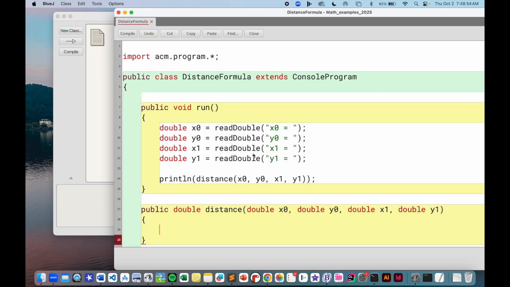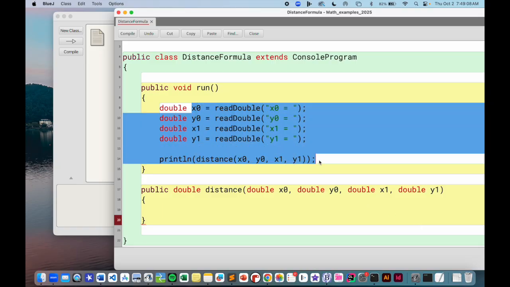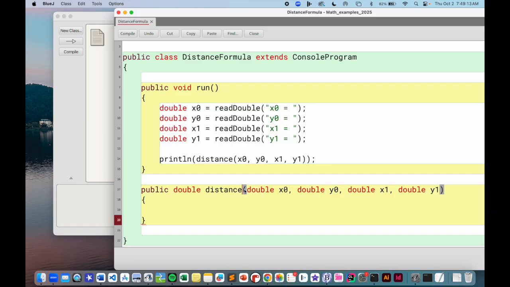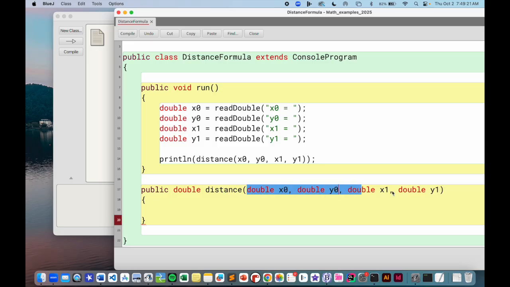Now, you might be wondering, how can you have the same names for variables up here and for these parameters? But I'll have you remember that variables exist within the curly braces where they're defined. That is true for parameters as well. So these parameters only exist inside the distance method. So these x0, y0, x1, y1 are different than these ones, even though they're going to end up being the same numbers.